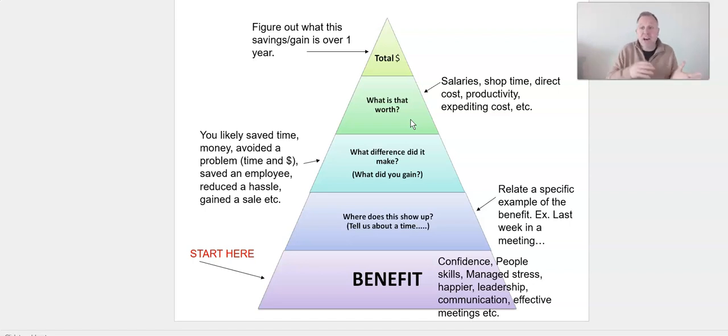Maybe productivity went up. You might measure that by time. You might measure that by extra units produced. Maybe a job was done in less time. Something like that. So use a bit of creative thinking, but based on what difference you made, quantify it, and then finally multiply that number over a year. How many times would this benefit keep showing up?